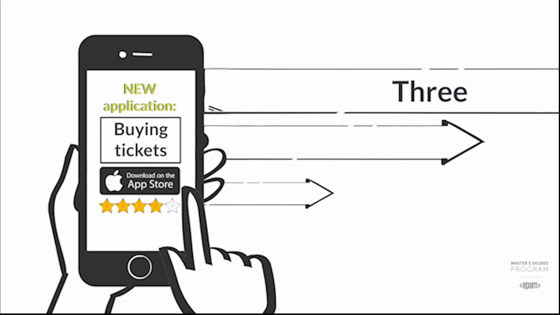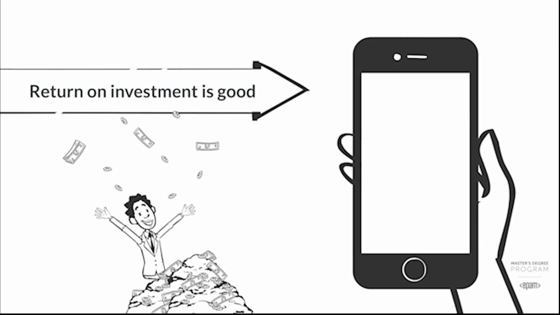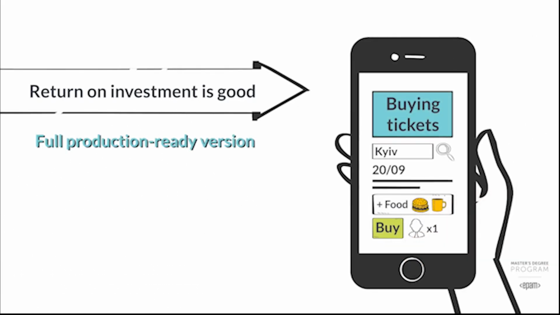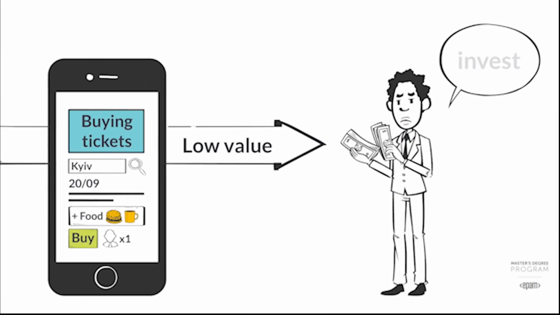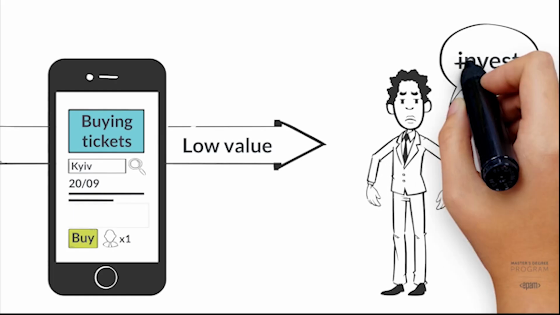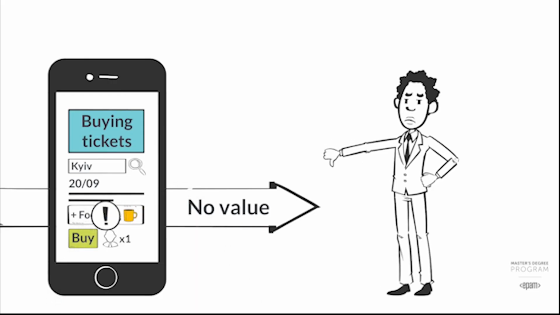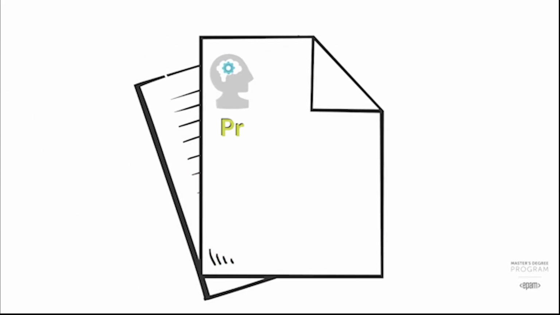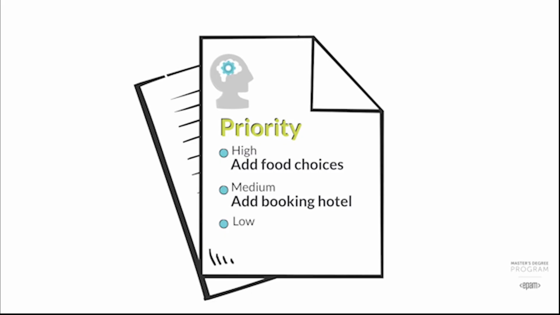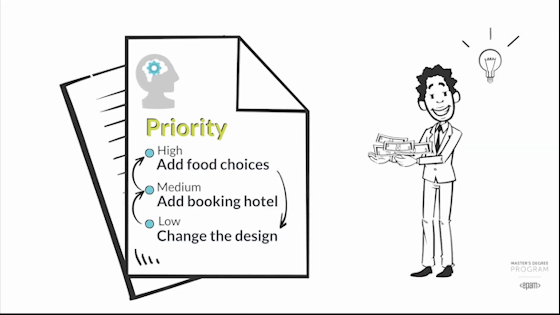Typically, there are 3 possible outcomes. If return on investment is expected to be good, a prototype will be transformed into a full production-ready version of the feature. If the prototype demonstrates low value and it is senseless to invest much in it, then it should be kept unchanged. If the prototype shows no value or even that it might impact the product negatively, it must be removed. The most valuable pieces should be delivered first, followed by less valuable ones. Thus, the customer gets an opportunity to change priorities or to invest remaining money in something more important.